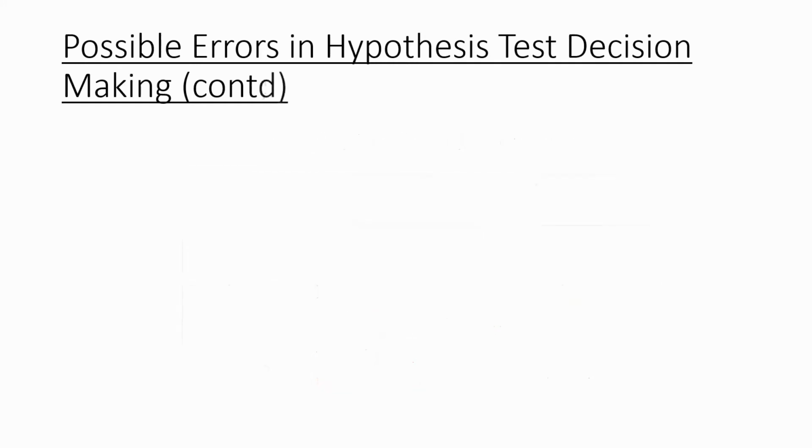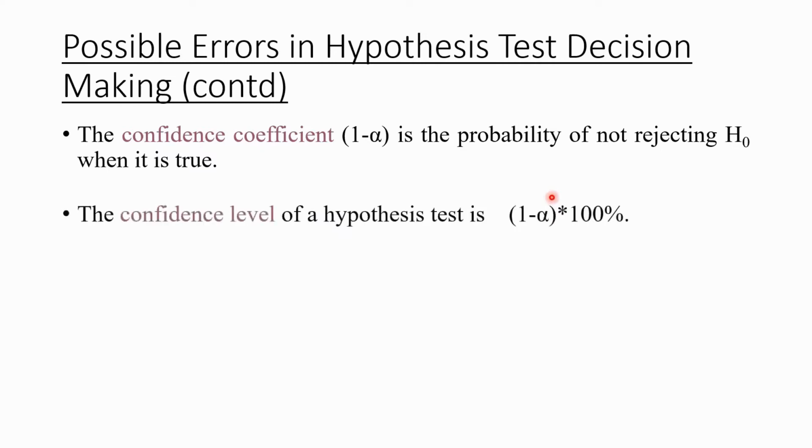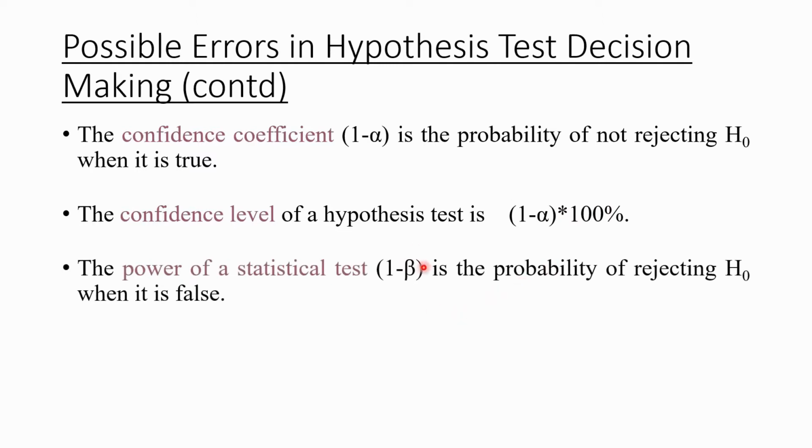The confidence coefficient, given by 1 minus alpha, is the probability of not rejecting H0 when it is true, and the confidence level of a hypothesis test is given by 1 minus alpha times 100%. And the power of a statistical test, which is given by 1 minus beta, is the probability of rejecting H0 when it is false. This power of a statistical test, I will talk about after I'm done with the lesson structure, in an additional note.